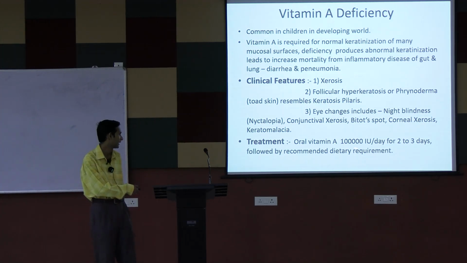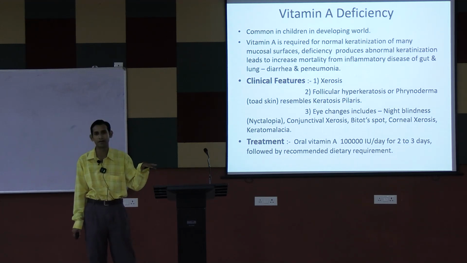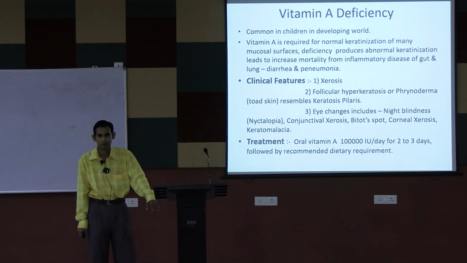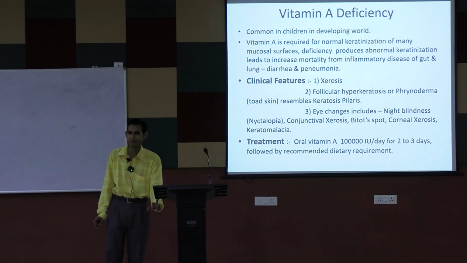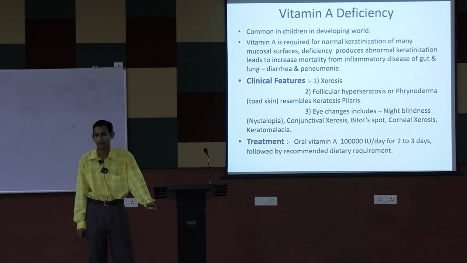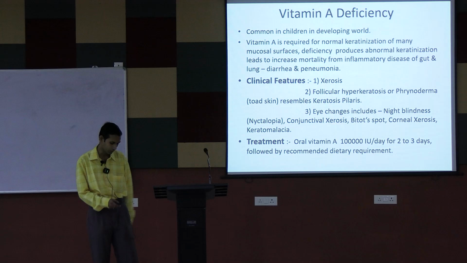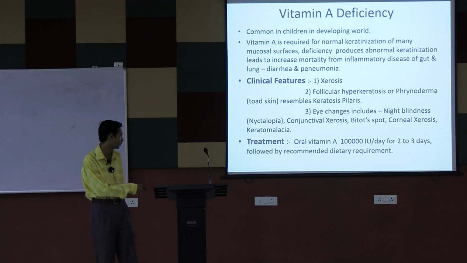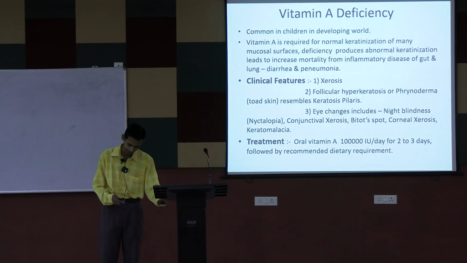The treatment is oral vitamin A, 1 lakh international units for 2 to 3 days, followed by the recommended dietary requirement. In your PSM books, sometimes it is written that the treatment is slightly different. For bitot spot, if the age of the child is more than 1 year, 2 lakh international units stat and 2 lakh after 4 weeks can be given. So both can be given. In our book, it is written that 1 lakh international units for 2 to 3 days followed by the recommended dietary requirement can also be written.